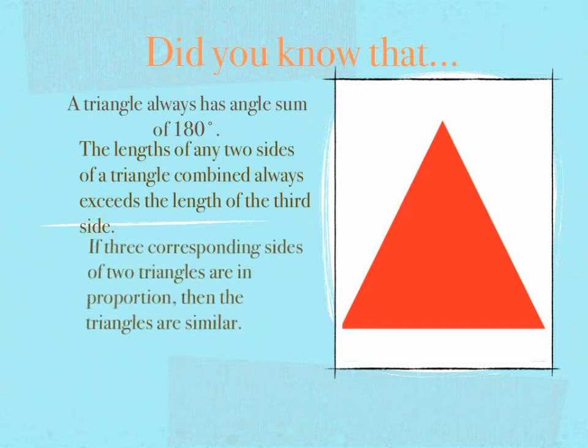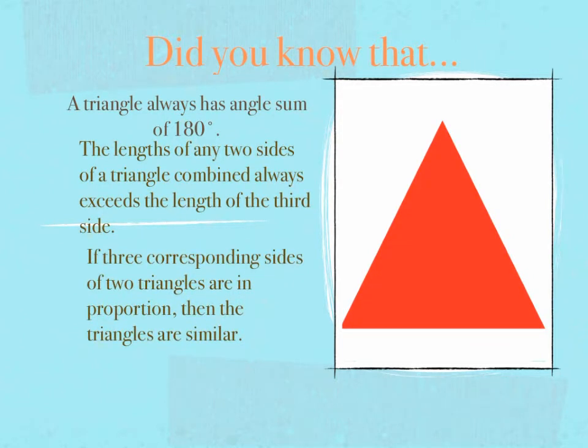The length of any two sides of a triangle combined always exceeds the length of the third side. And if three corresponding sides of two triangles are in proportion, then the triangles are similar. I had two, you had one.